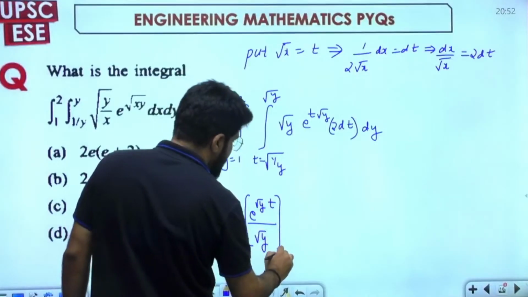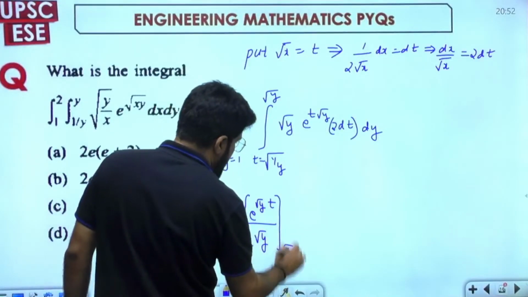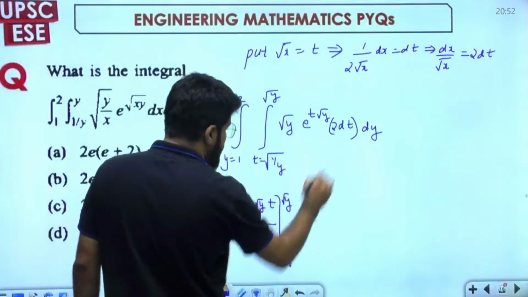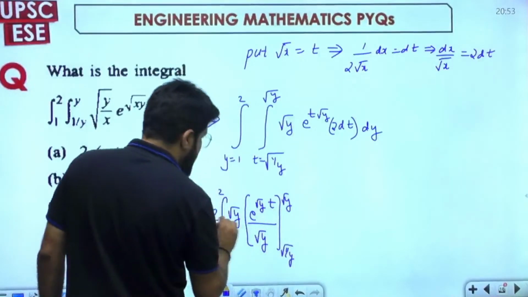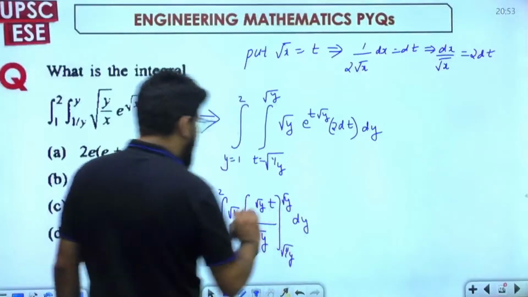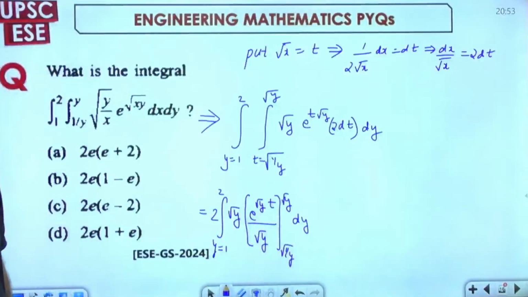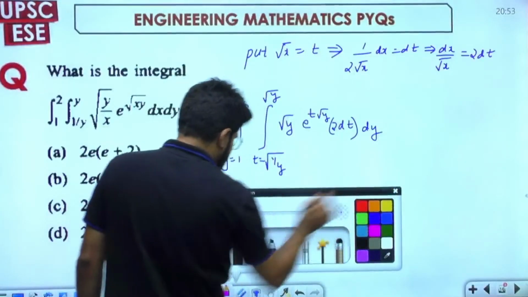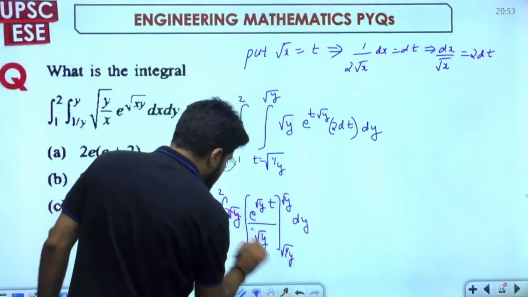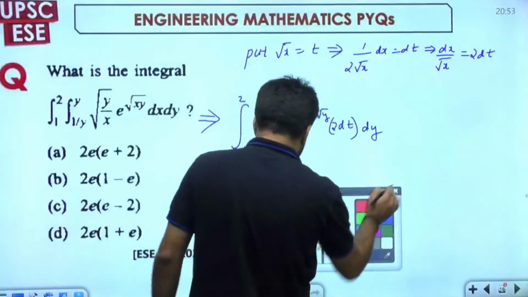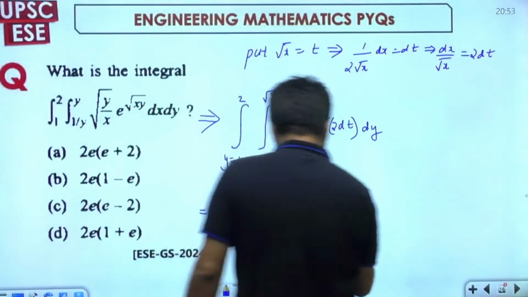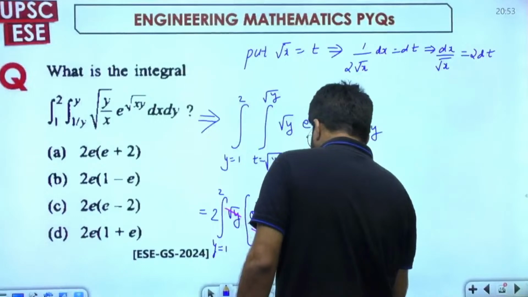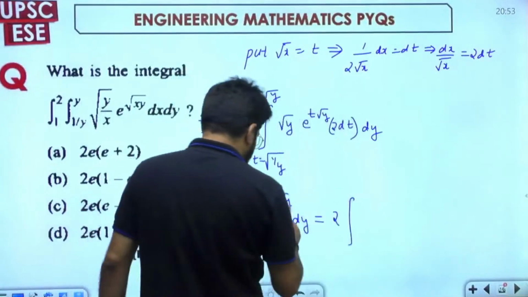What is the limit of t? Root 1 by y up to root y, into 2. So 2 I have taken outside, and then dy. Correct? See, the first thing is this root y at least got cancelled. After this cancellation, we will not solve right now; we have to first put down the limit.